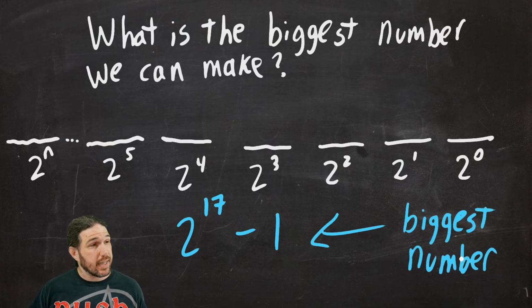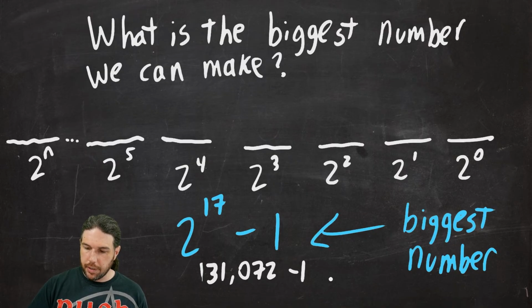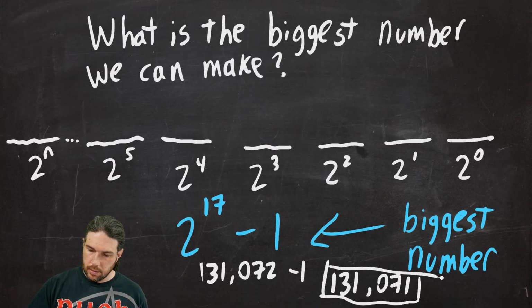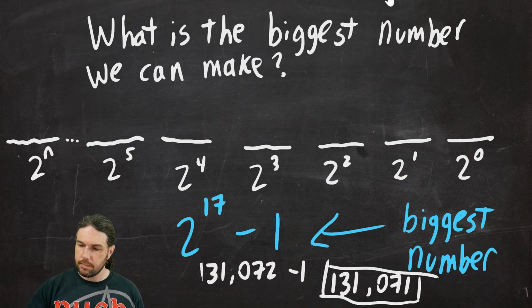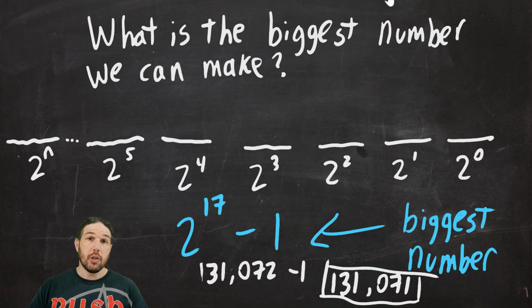All right, Google tells me that 2 to the 17th is 131,072. Minus 1, 131,071 is the biggest number we would be able to make. Once you have the pattern down, you don't need to do all the addition. You can use a calculator if you need to.